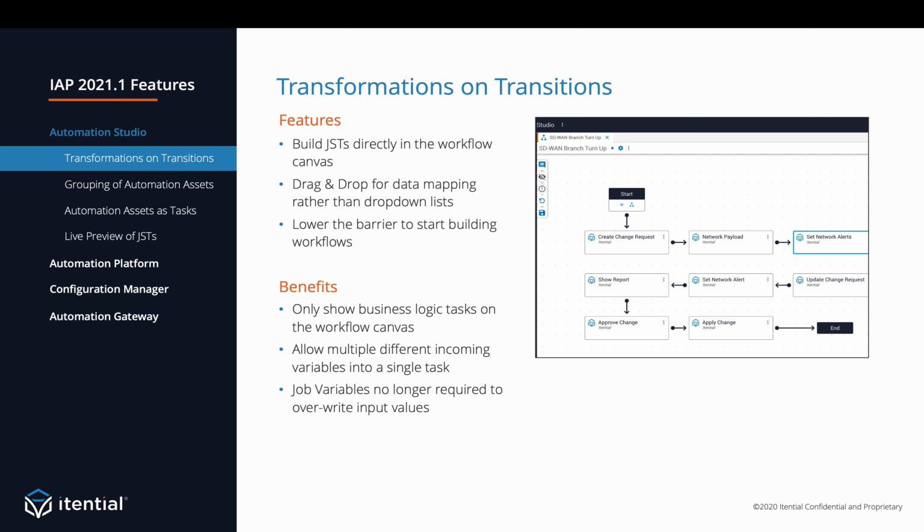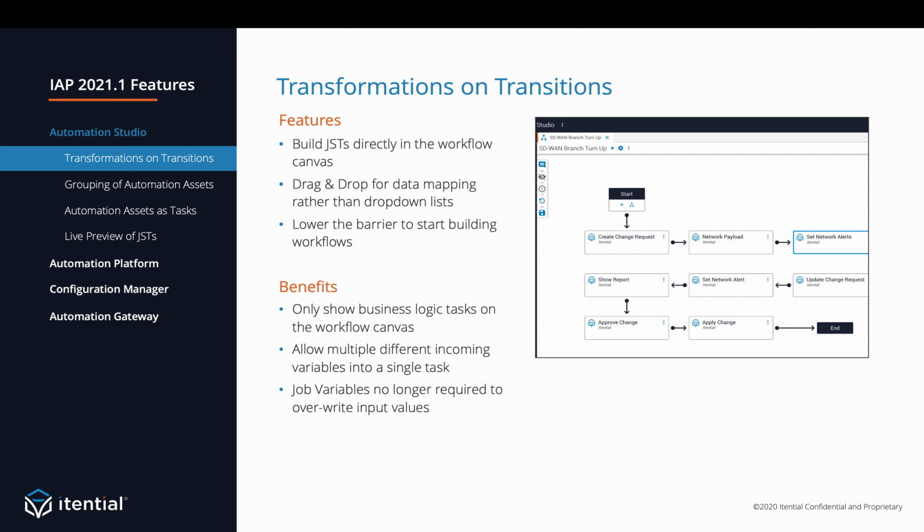A big new thing that we've introduced in Automation Studio is that we can put transformations on transitions. You might know transformations from our previous releases, or they're also called JSTs, that allow you to build the mapping from one API call to the next API call, so that you can seamlessly take the output of one or many calls and transform those to make them work with the input of the next call.